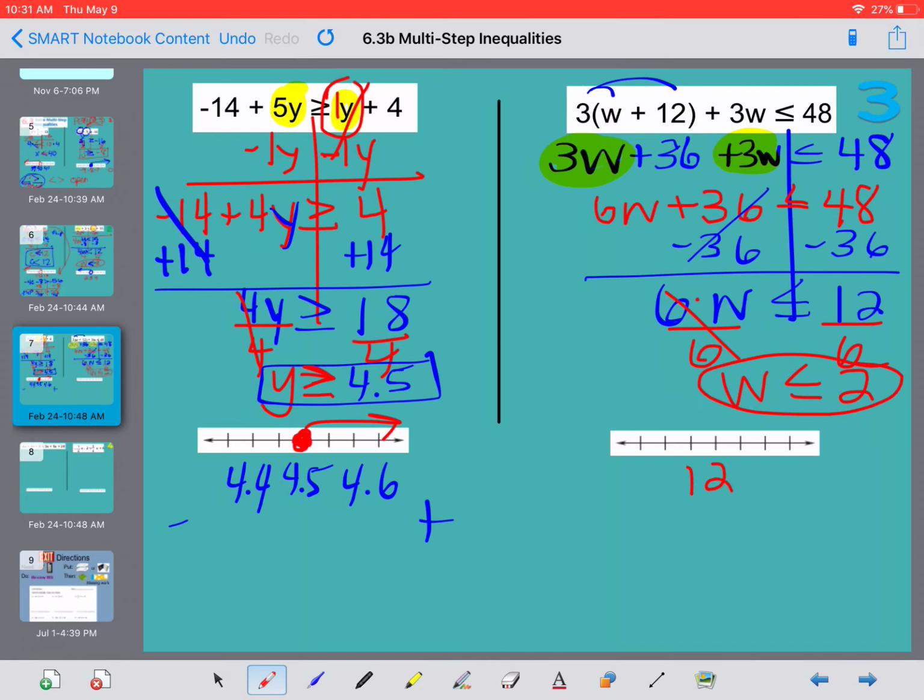We have 2. Just do 1, 2, 3. Open or closed circle. This one has the equal to. That means closed or filled in. And then less than, like an L to the left. Less than 2 is 1, 0, negative 1.